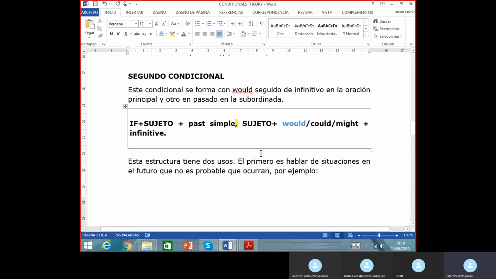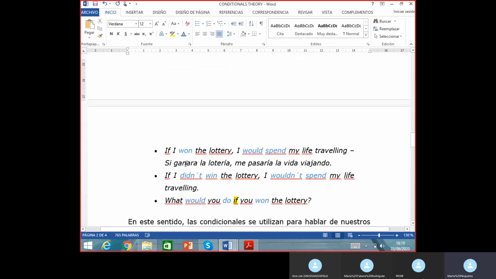Why is this used? Well, this is used to speak about hypothetical situations in the future. Okay, so these are not likely to occur. Okay, normally they don't happen, but there is a possibility that they happen, a remote possibility. For example, winning the lottery. Okay, we have here the example.